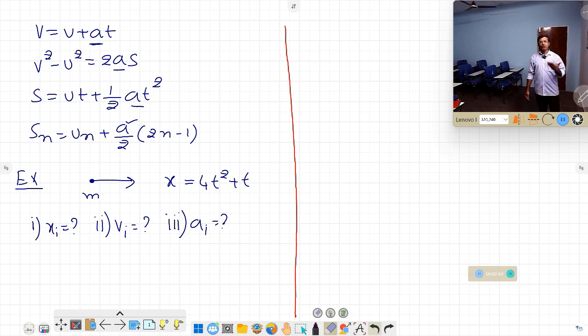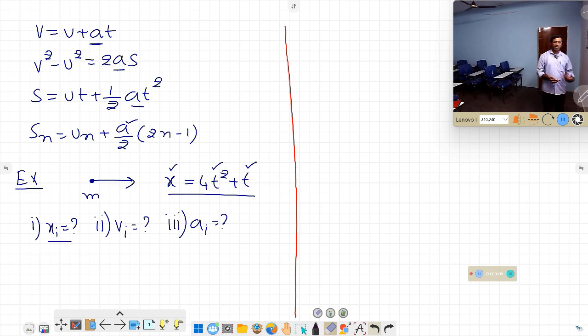So before solving that, first you have to understand the equation which is given. Look at this equation. What is given in the equation? x is called displacement. The displacement is a variable function, given in terms of 4t square plus t, where t is also a variable. As time changes, the x value also changes. So both are variables.